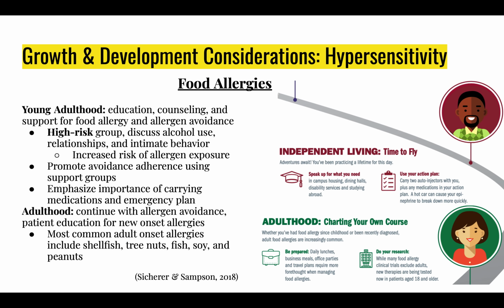Young adults with food allergies are also considered high risk for fatal allergic reactions due to participation in behaviors that may increase the risk of allergen exposure. Discuss how impaired judgment related to alcohol consumption can be a risk factor for allergen exposure and improper treatment. For those with severe allergies, intimate behaviors such as kissing can be a possible source of allergen exposure. Encourage adolescents and young adults to reach out and join support groups for people with food allergies.